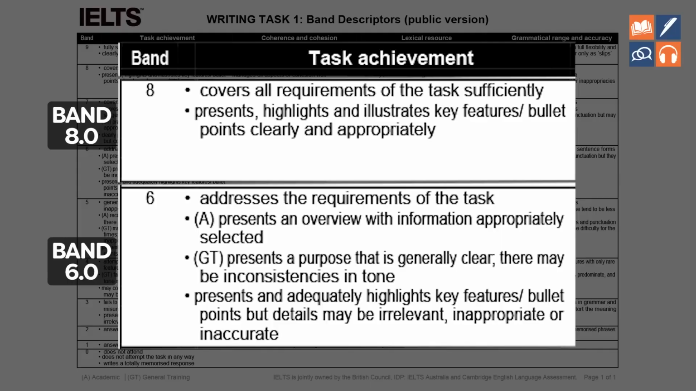And within an overview, you're going to have key features, the most important things from the data. And it says key features may be irrelevant, inappropriate, or inaccurate. So what it's saying there, for a Band 6 overview, you do include some of the right things, but they're either not clear, or they might be inaccurate, they might be confusing, or they might be irrelevant. So we need to focus in on the data.